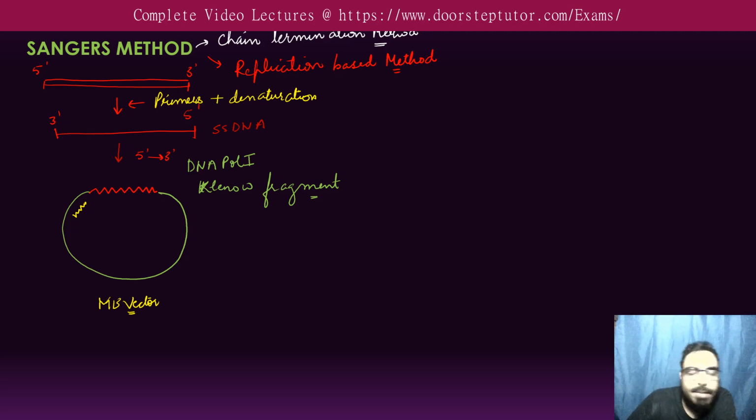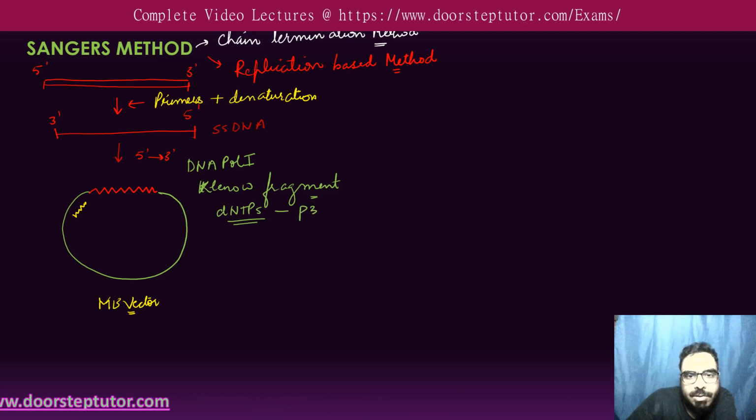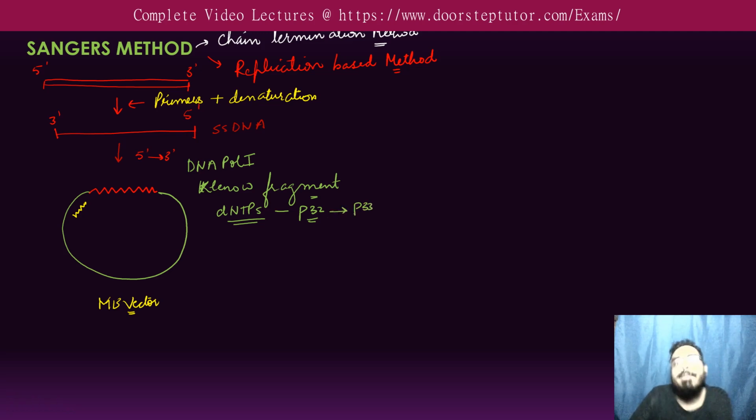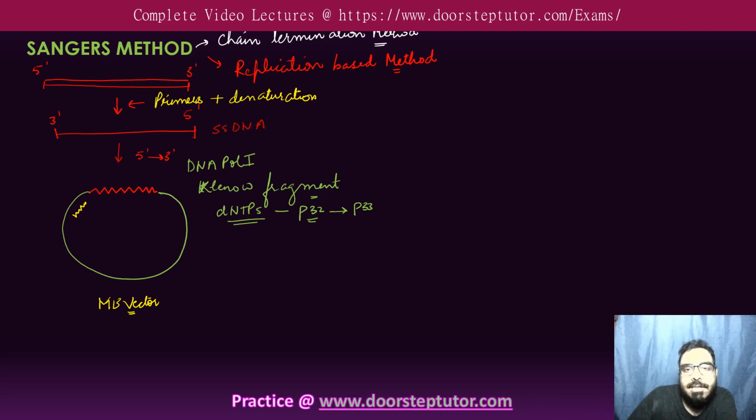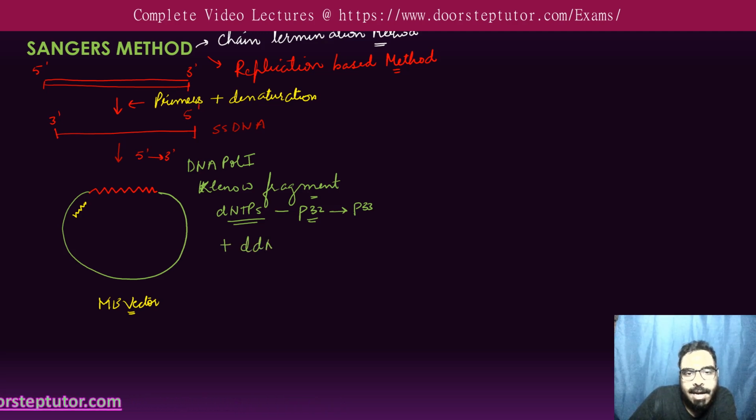We want the Klenow fragment, and you will add dNTPs that are radiolabeled with P32. Nowadays P33 or sulfur labeling is also used for ease. So P32 radiolabeled dNTPs you have added. And finally, the main recipe of Sanger's is ddNTPs. From here you will divide the reaction mixture into 4 different aliquots.